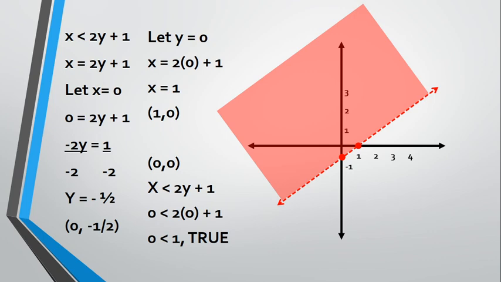Alright, so I guess that would be all for the linear inequalities in one variable and linear inequalities in two variables. So I hope you understood well.